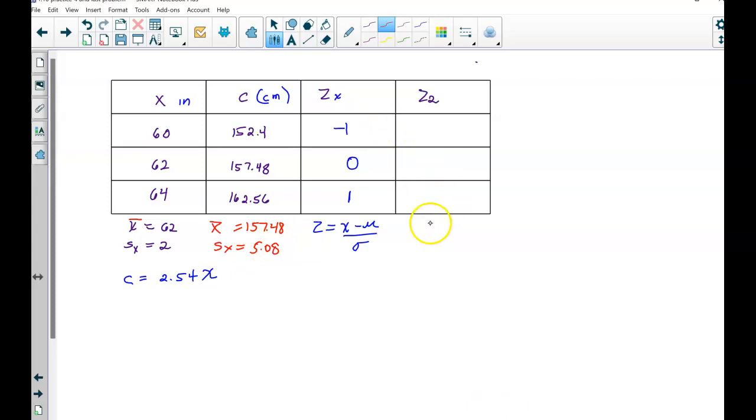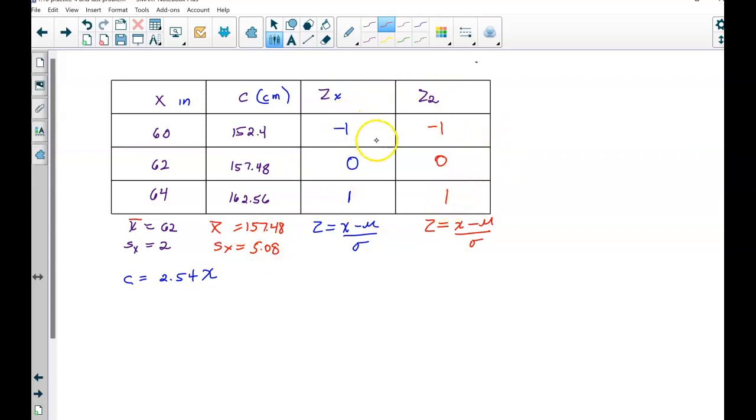Now I'm going to calculate the z-score here. It's the data value minus the mean over the standard deviation. When I do that, I get 152.4 minus 157.48 divided by 5.08, which turns out to be -1. 157.48 minus 157.48 divided by 5.08 is just 0. 162.56 minus 157.48 divided by 5.08 is equal to 1.